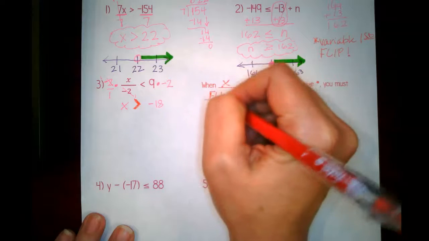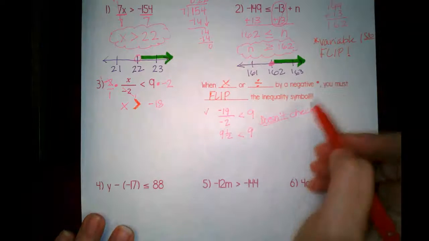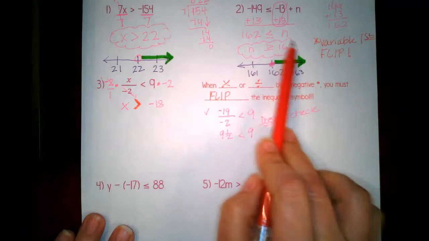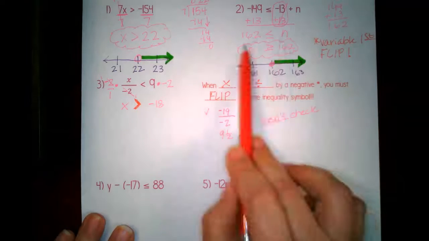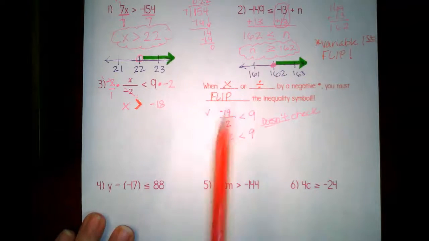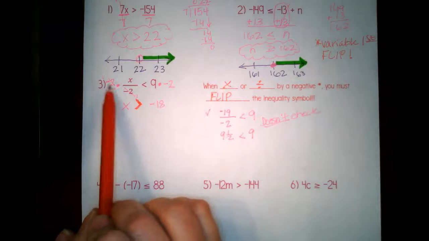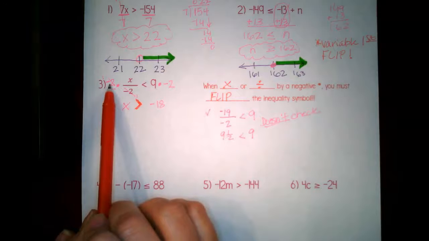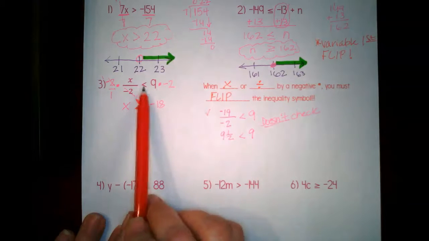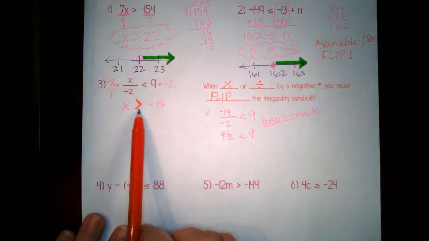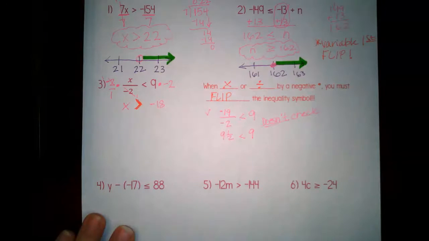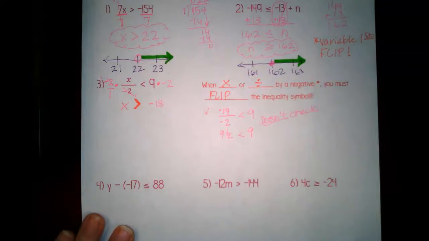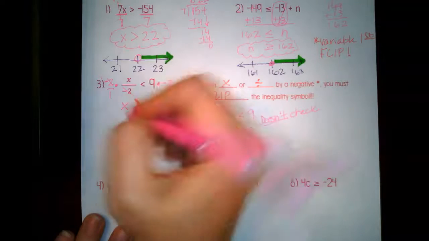flip the inequality symbol. Here, we flip the entire inequality to make the variable on the left. Here, since I multiplied by a negative number, I have to only flip that sign. The variable's already on the left, so you don't have to do anything else. That is your solution.